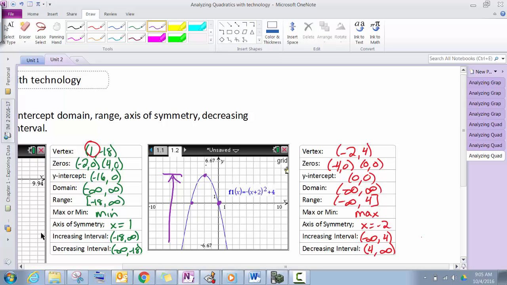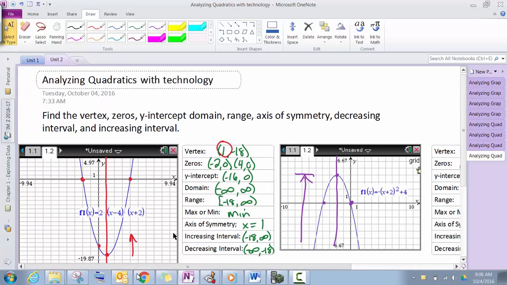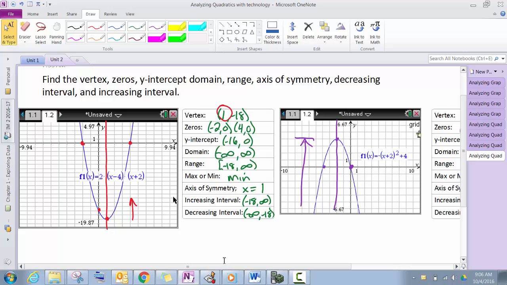Axis of symmetry is x equals -2, the x-coordinate of our vertex. Increasing interval from -infinity to -2, and then decreasing after that from -2 to infinity. So if we want to see how we can do these on the calculator, it's much easier. I will show you on the Inspire and the TI-84 Plus, or the 83, same thing.